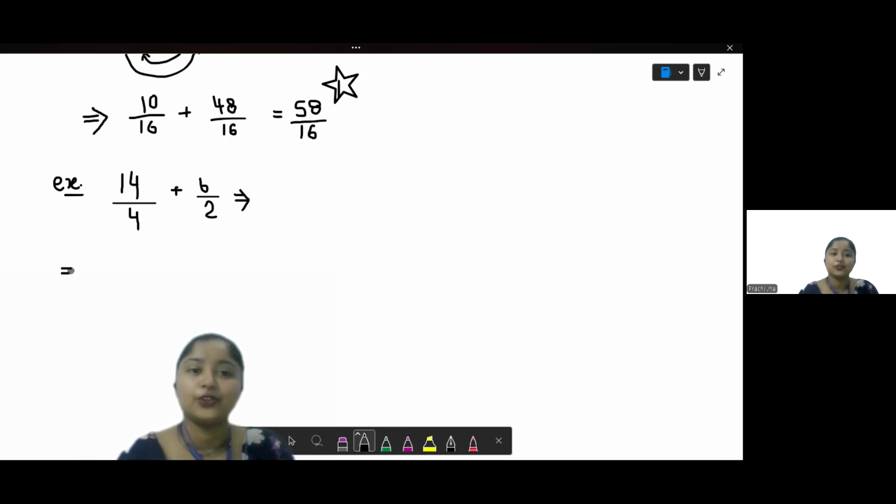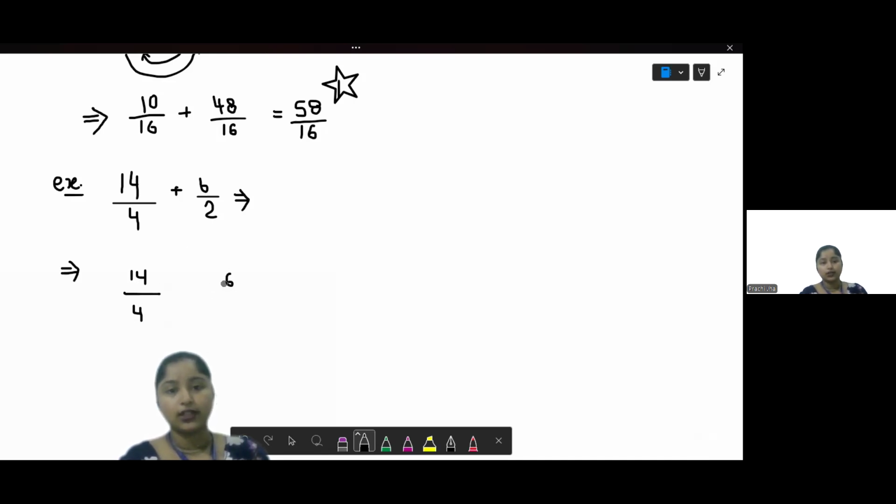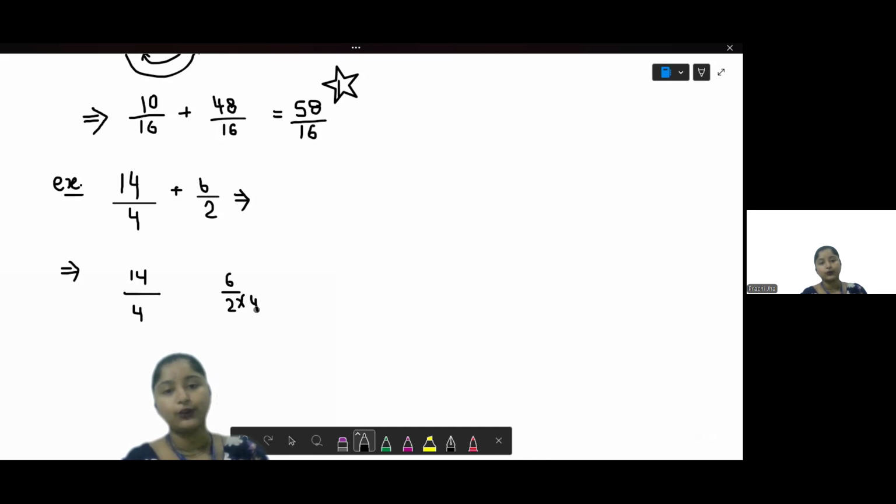See, again, you need to make the denominator the same to do any process in fractions, mostly addition and subtraction. For that we have to multiply crosswise. For example, this is 2 over here in the denominator of the second fraction, so you need to multiply it with 4, because the other fraction's denominator is 4.